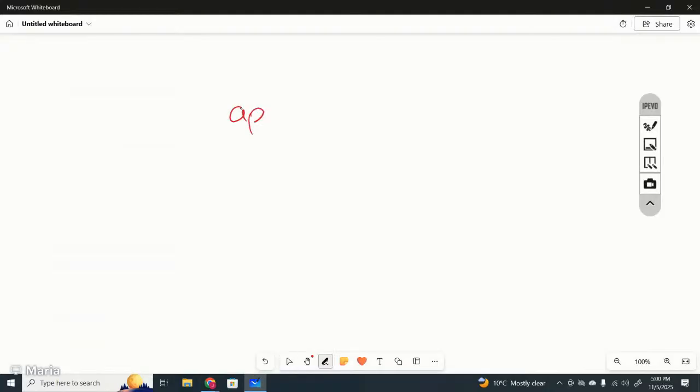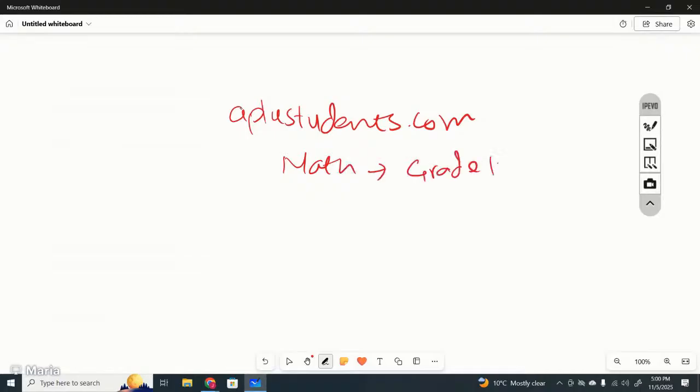You can find all the lessons on aplusstudents.com. You have to log in there using your email address and the password provided by the administrator. Then you have to select math from the subject tab. Scroll down to grade 10 math and then click on view all lessons. There you can find a list of the chapters. We're going to start with the chapter.